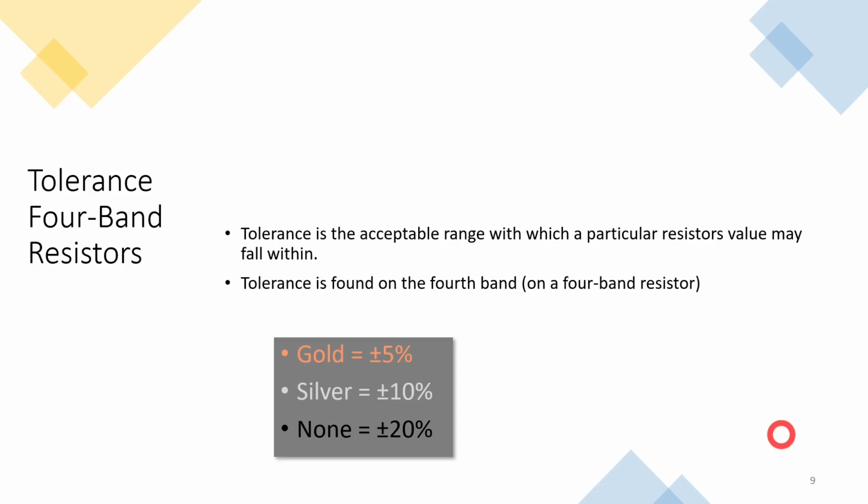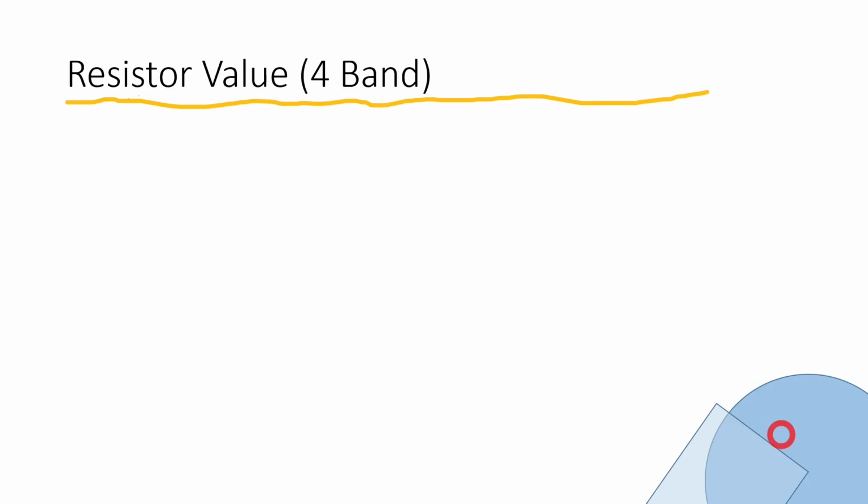No band on a 4-band resistor means you'd only have 3 bands, and the absence of one means you would have a very poorly manufactured resistor. 20% tolerance, nobody really even buys those anymore. Back in the old days, maybe. So gold is 5% and silver is 10%, and that's plus or minus, so 5% in either direction of the advertised value, and silver would be 10% in either direction.